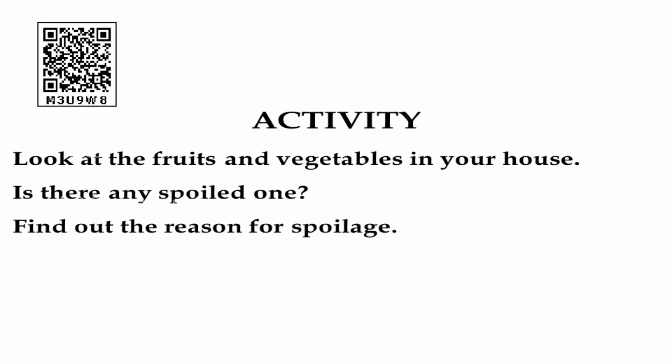Okay, now here is the task, children. Look at the fruits and vegetables at your home, and if you notice any spoiled one, find out the reason for the spoilage, because we have seen what the causes for the spoilage of food are. What are the causes, children? Air and oxygen, moisture, enzymes, then microorganisms, light and temperature. So, these are the causes for the spoilage of food. You notice why the food items at your home are spoiled and find out the reason for it, children.